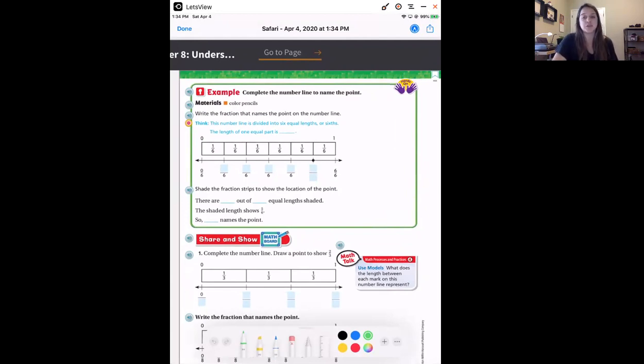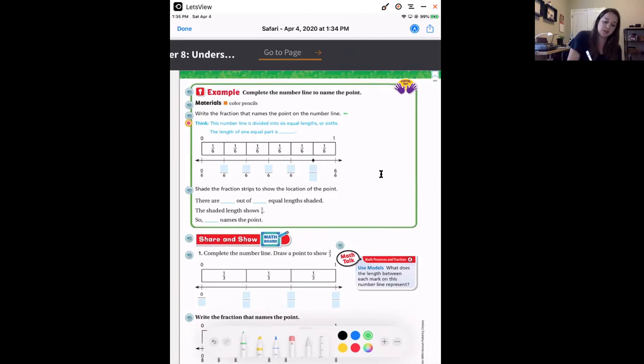We need color pencils. If you don't have color pencils, you can use crayons. If you don't have crayons, you can use highlighters. If you don't have a highlighter, you could use anything, a pen. If you don't have any, you just have a pencil, perfectly fine. Just use a pencil, not a big deal. Now, write the fraction that names the point on the number line. Write the fraction, okay? That is what we're going to do. We are going to write the fractions.